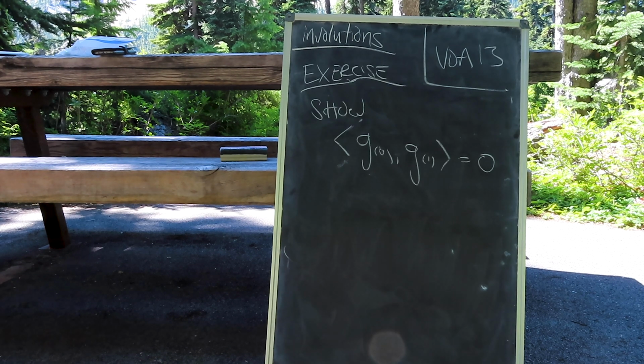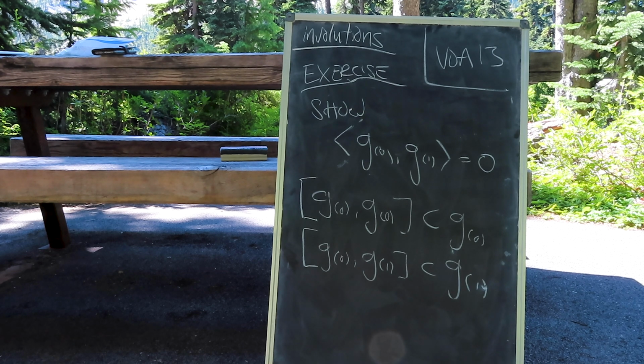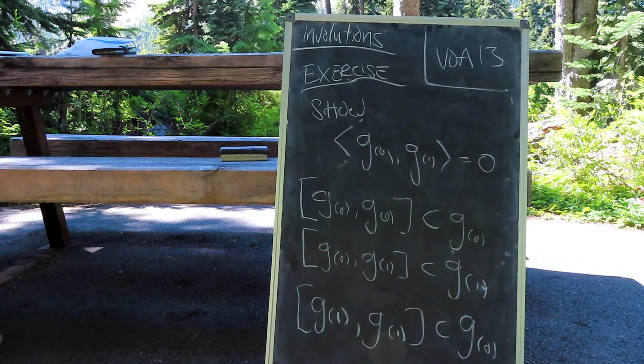As a quick exercise, you can verify that G0 and G1 are orthogonal with respect to the inner product. Also, the commutator of two even elements is even. One even and one odd element is odd, and two odd elements is even.